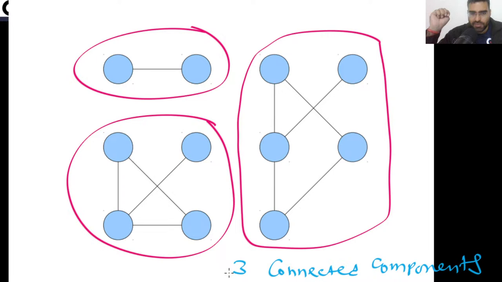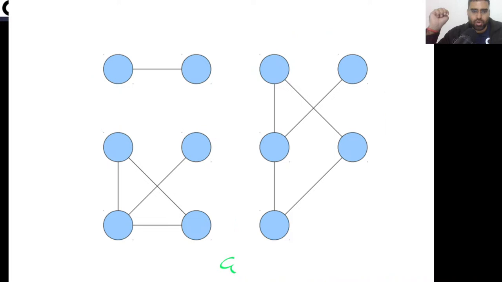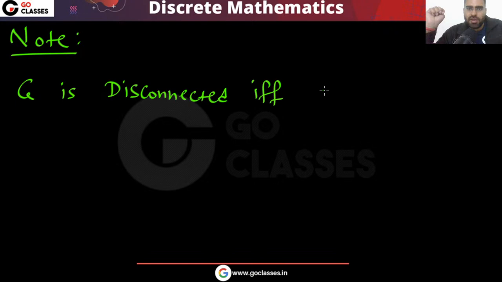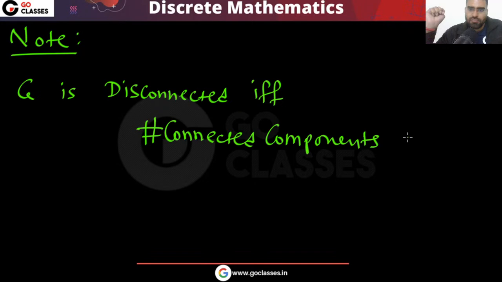Because this is a disconnected graph, right? Yes or no? So this G is definitely a disconnected graph. So can you give me the disconnected graph definition in terms of connected components? When can I say G is disconnected? If and only if the number of connected components is greater than 1, or I can say greater than or equal to 2.